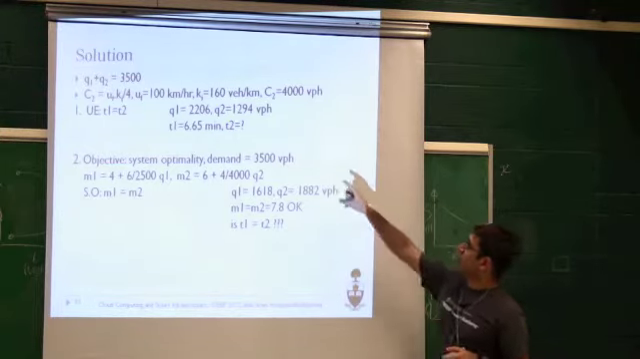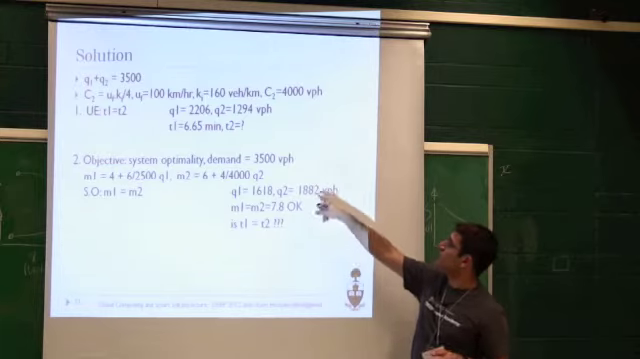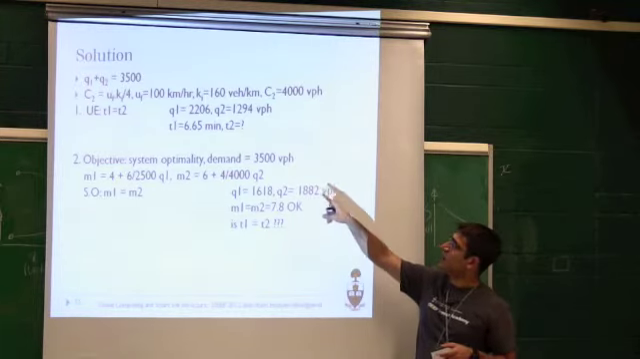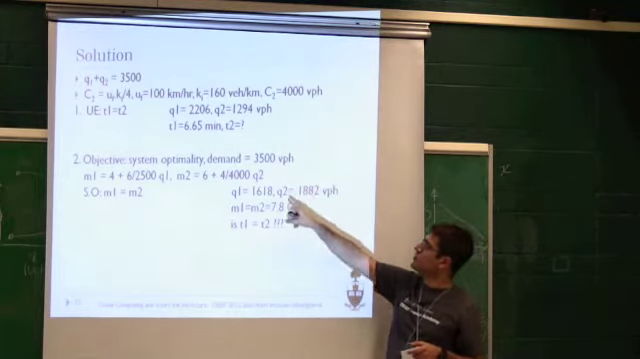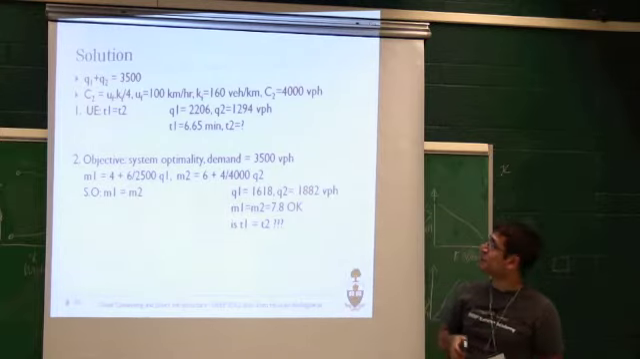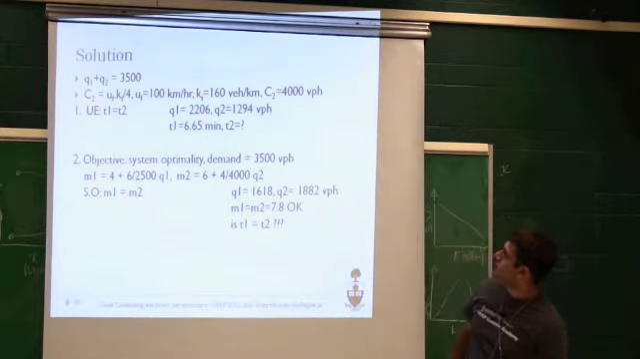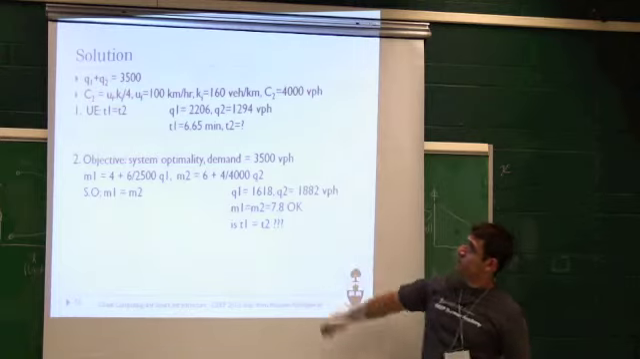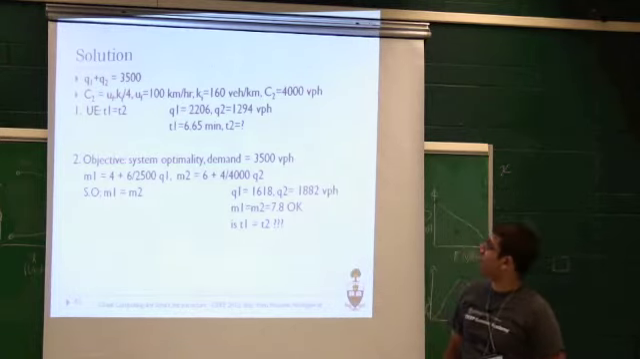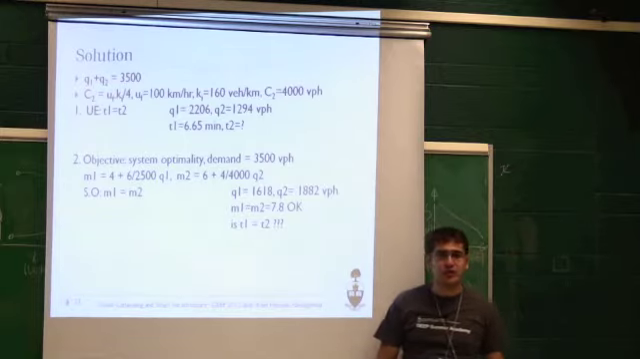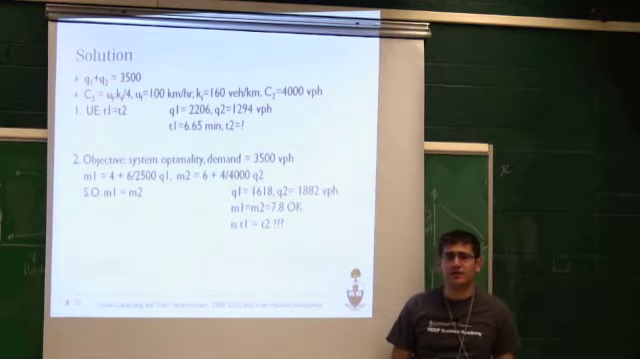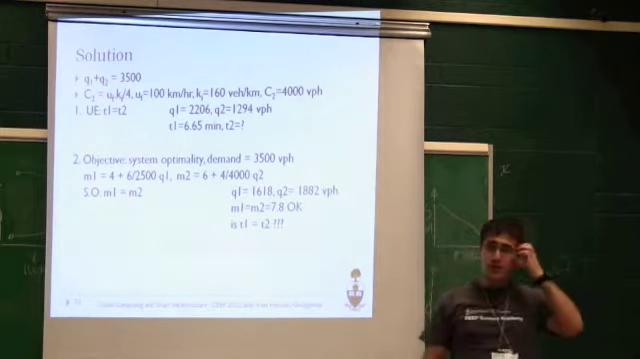Route 2, because I want Q2 to increase from 1294 to 1882, and I want Q1 to decrease from 2206 to 1618. Okay? What's the difference between these two? 588. Okay, so 588. 20% out of 3,500 is how many? 700. So what should I do then?